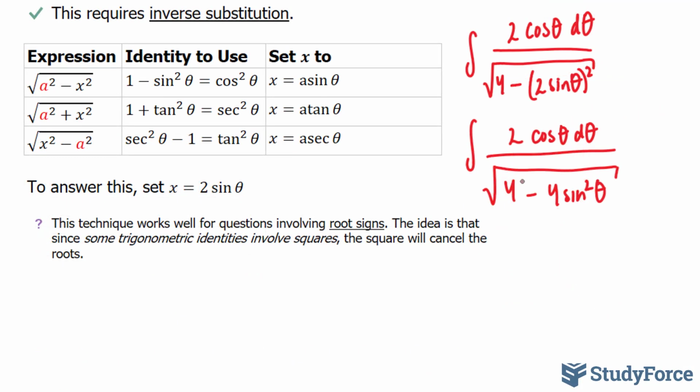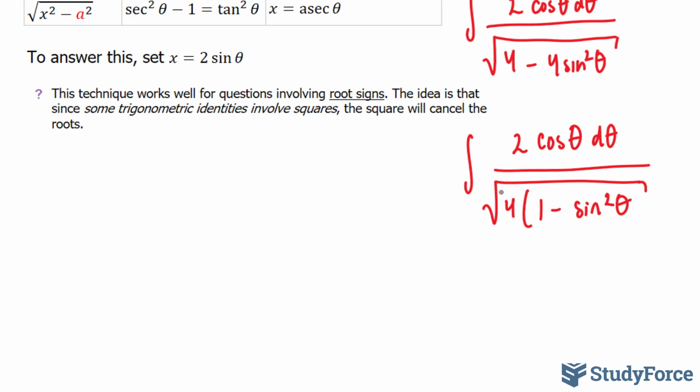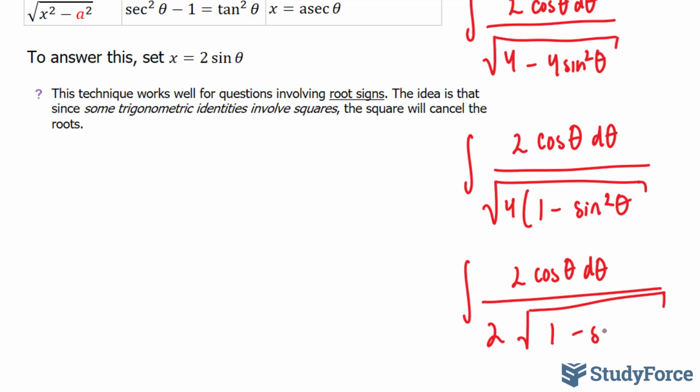What I'll do next is factor out a 4 from this radicand, where we have 2 cosine theta, that part hasn't changed at all, over the square root of 4 bracket 1 minus sine squared theta. And now what I can do is distribute this radical to this 4 exclusively and to this 1 minus sine squared theta, and here's what happens. The integral of 2 cosine theta d theta, that part hasn't changed still. And the square root of 4 is 2, and the square root of 1 minus sine squared theta.